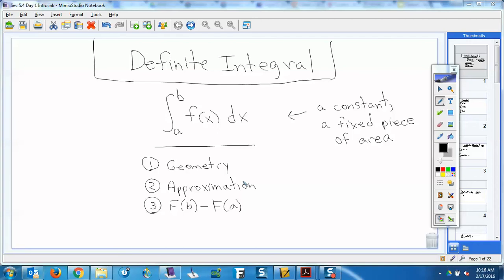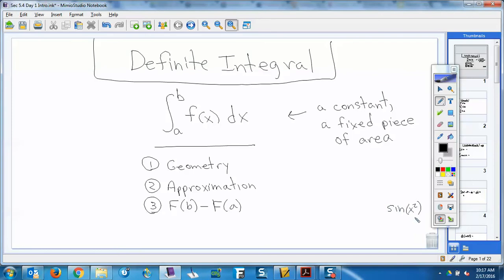So the big one for us right now is the last one, Fundamental Theorem Part 2. That's great because it'll do exact areas of non-geometric shapes. The downside to the last one is what? You have to be able to find the antiderivative of the function. It turns out there are some functions that do not have an antiderivative. Some of them are not even that complicated looking. This function right here, sine of x squared.